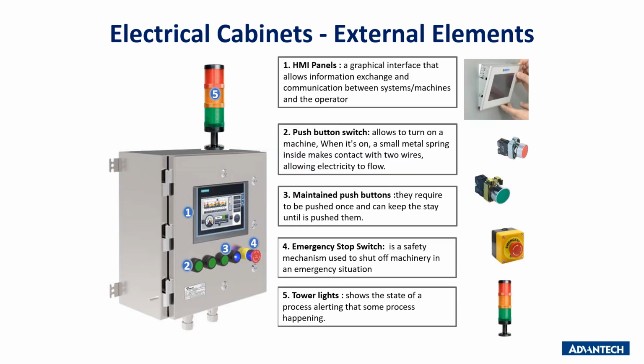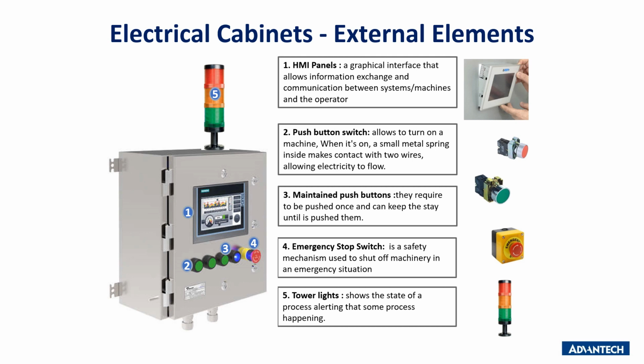External elements of an electrical cabinet. 1. HMI panels is a graphical interface that allows information exchange and communication between machines and the operator. 2. A push-button switch allows to turn on and off a machine. When it's on, a small metal spring inside makes contact with 2 wires, allowing electricity to flow.